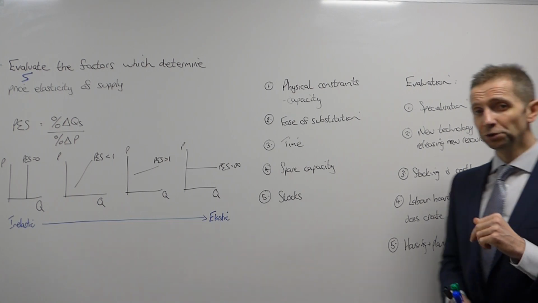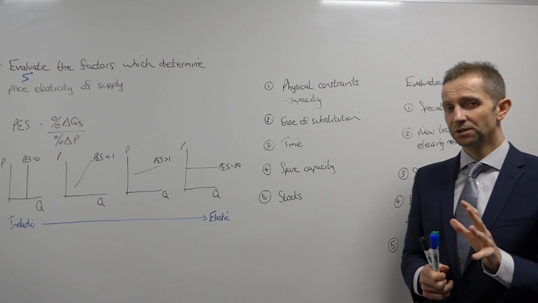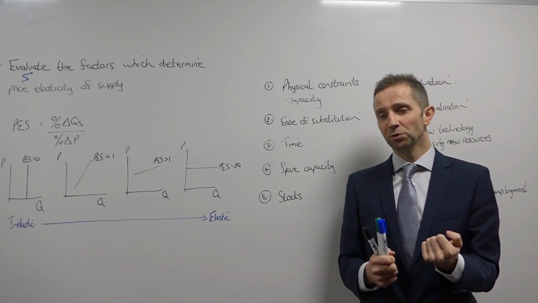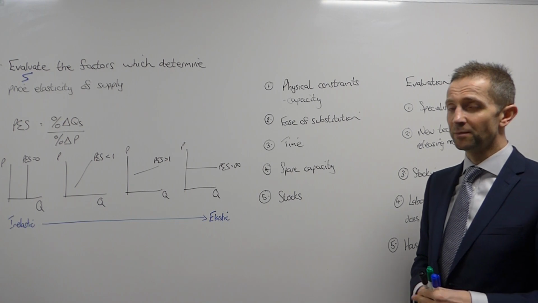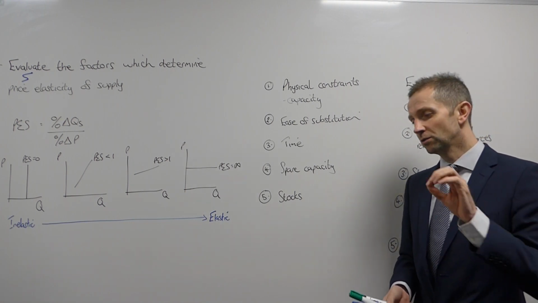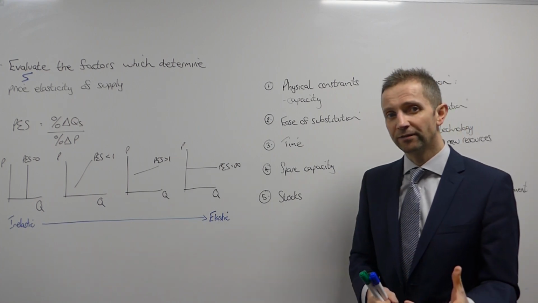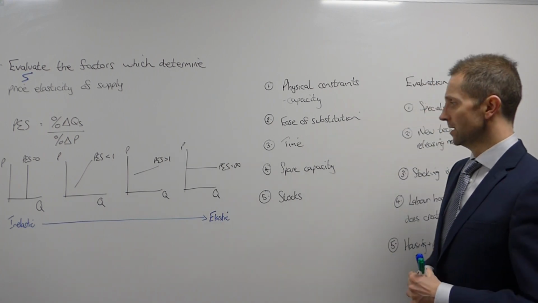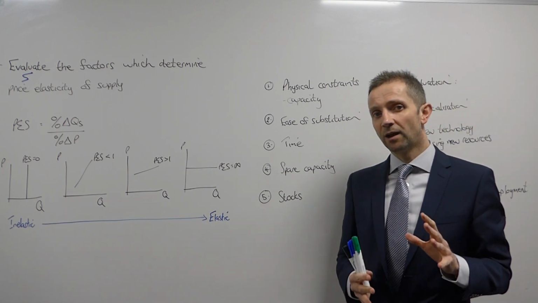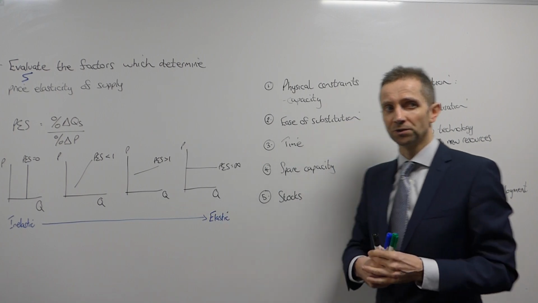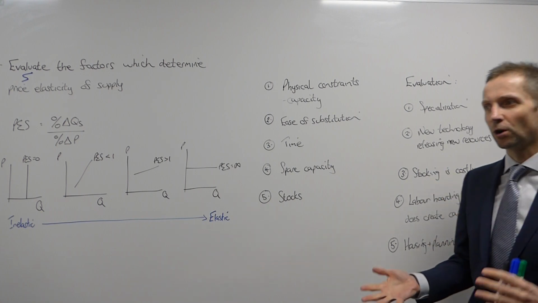Secondly, new technology and the ability of new technology to release new resources. If you release new resources, that means that you can quite rapidly increase your supply. We think of the oil industry, for example, fracking technology, whereby countries are now able to get an oil resource which previously, maybe 10 years ago, was either very, very costly to do or simply not possible. And so if you have these advances in technology, that will make the supply relatively more elastic as a consequence.